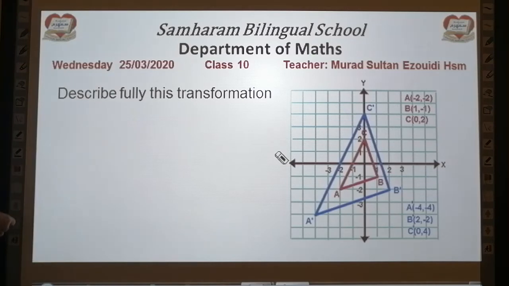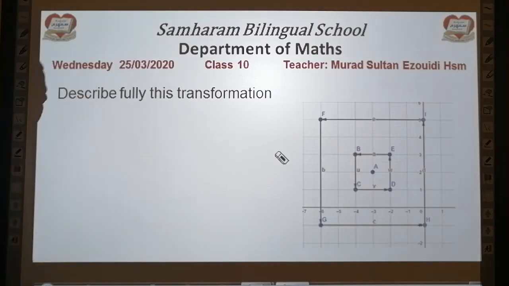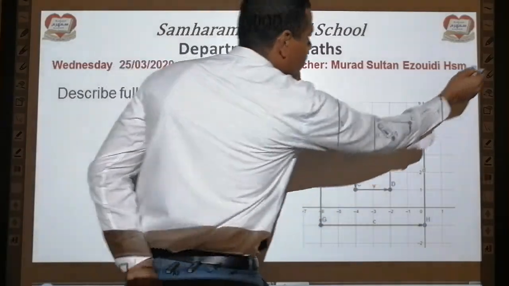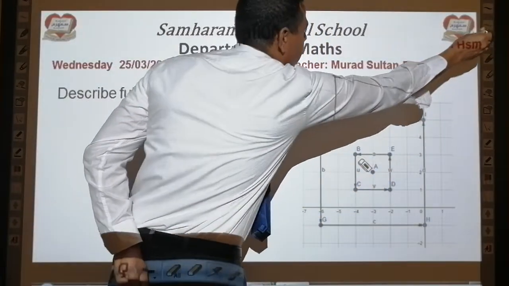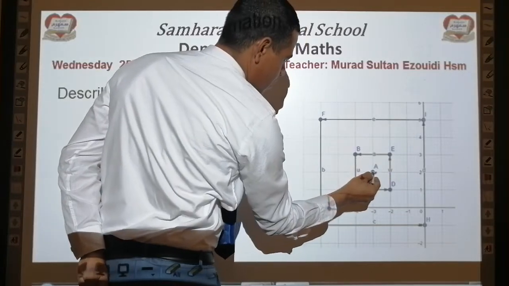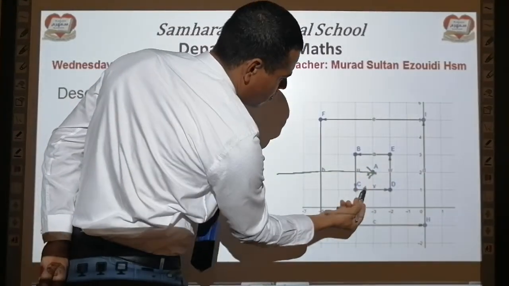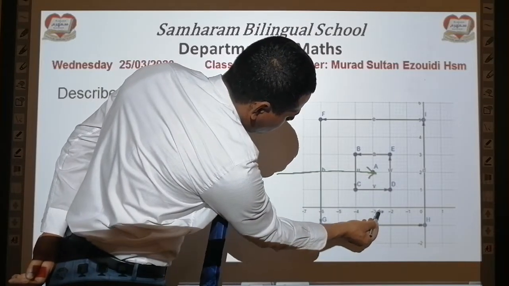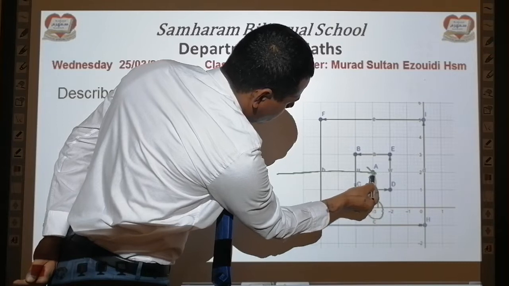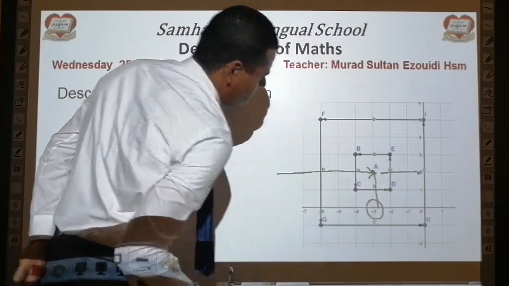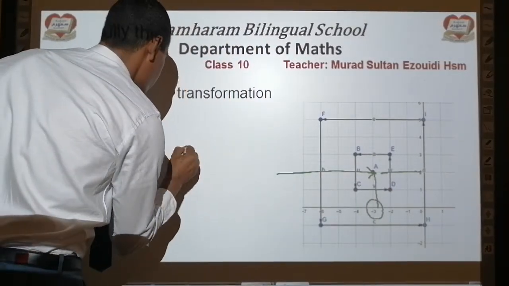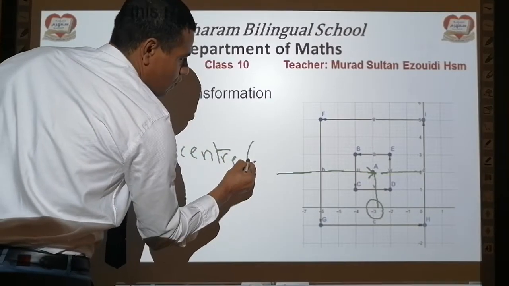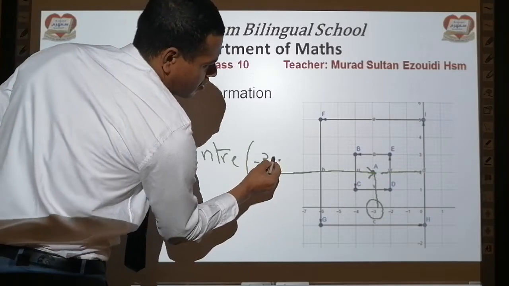Then we can continue to the next. Here: describe fully the transformation. We can see that this is an enlargement. This is the center. The center is negative 3 and 2 as y coordinates.